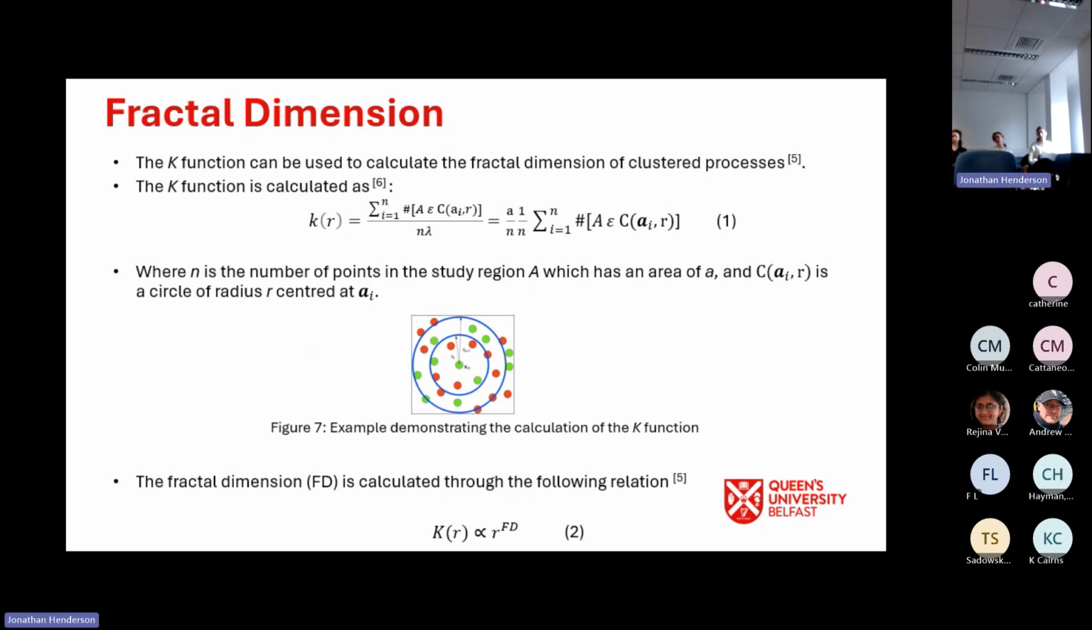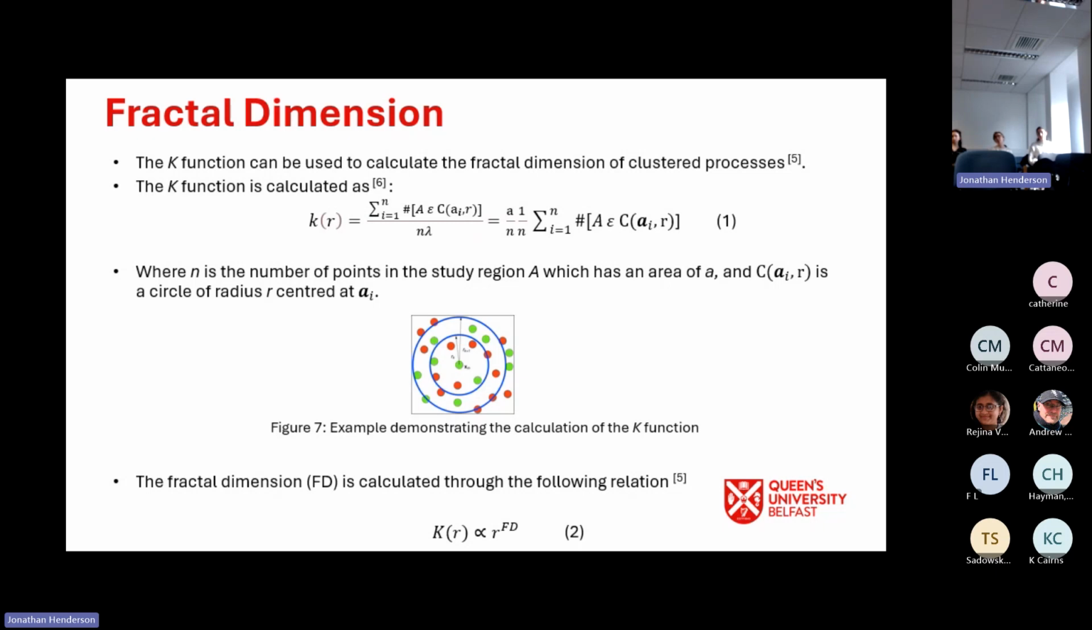As I said, the K function is widely used in spatial statistics as a summary measure. The way it's calculated is that for your point pattern, you select a point, draw a circle of radius r around it and count the number of points that fall within this circle. Then you repeat the procedure for each point in the pattern and take the average. You then multiply it by an estimate of the intensity, which is given by the area of the study region divided by the number of points. And then the fractal dimension is simply taken from the gradient of a plot of K with increasing value of r.